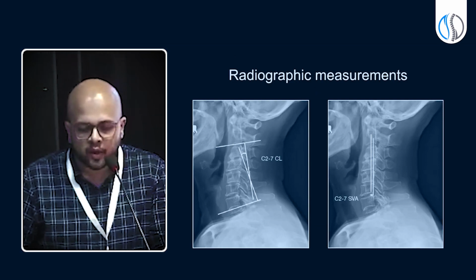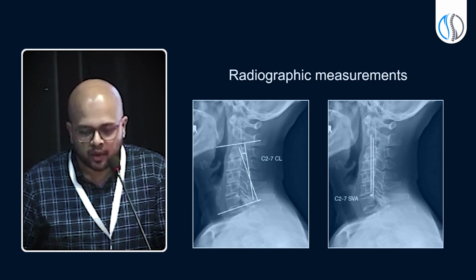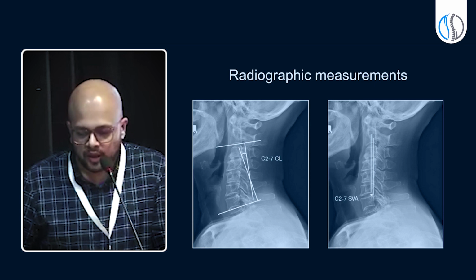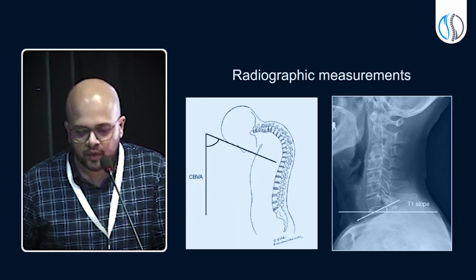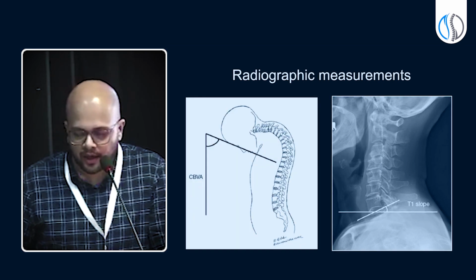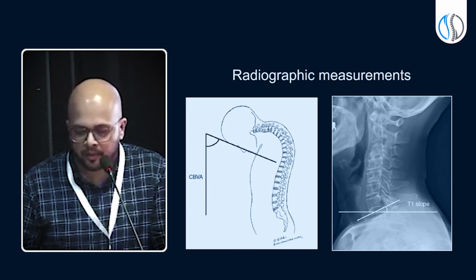There have been various radiographic measurements to calculate, which include the C2 to 7 lordosis, the C2 SVA, the chin-brow vertical angle, and the T1 slope, which is equivalent to some of our pelvic parameters.